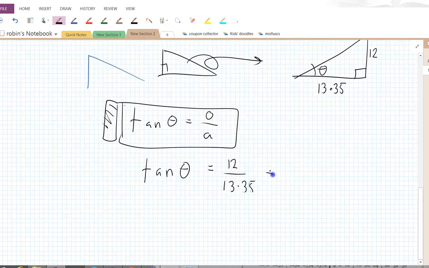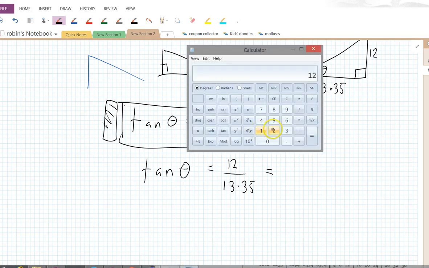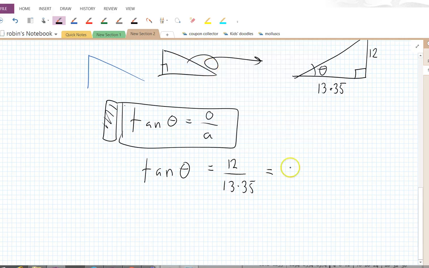Okay, let's have a look at that. On the calculator, 12 divided by 13.35 equals 0.8988764 or whatever. I'm just going to do it to two decimal places. That's 0.9 really. So tan theta equals 0.9.